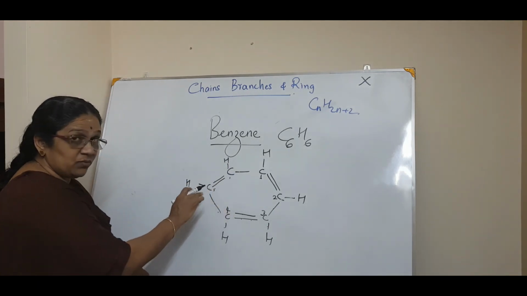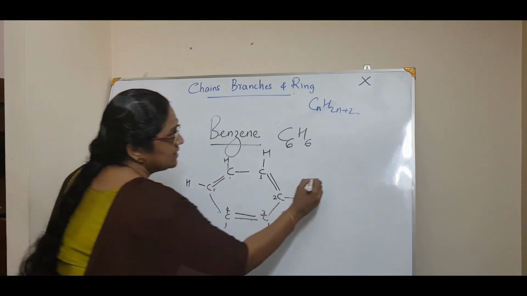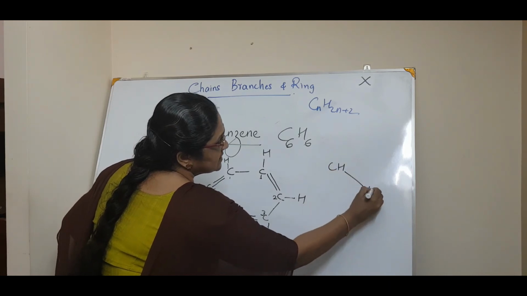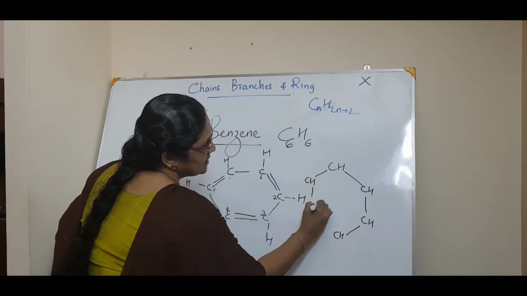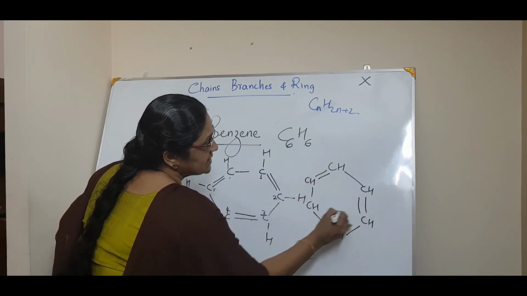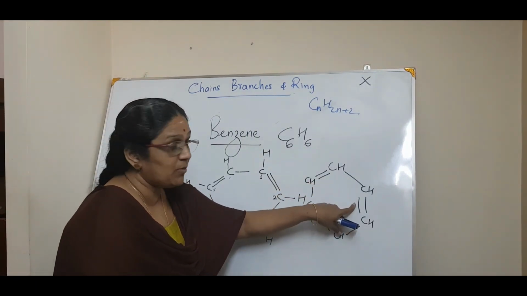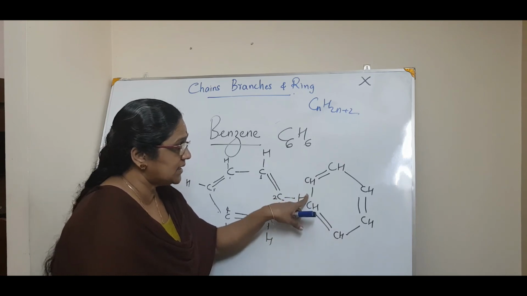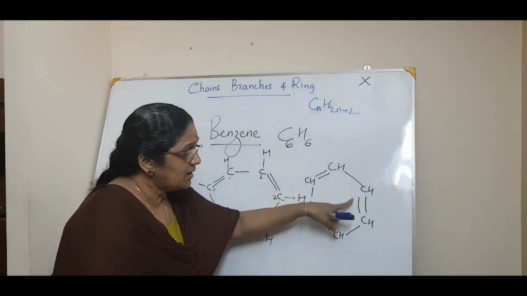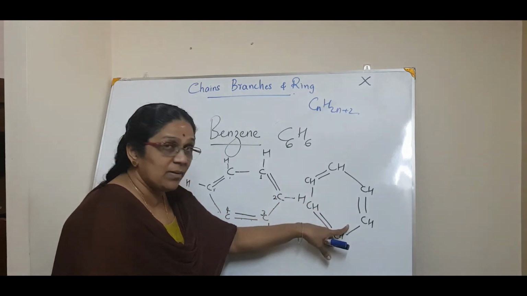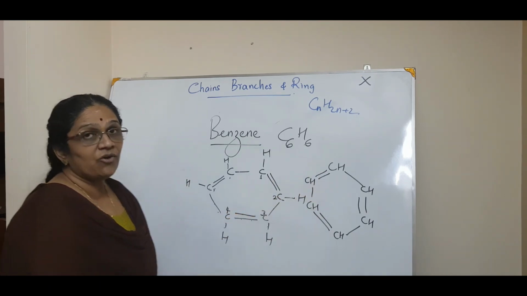So we can say that the structure of benzene is CH, CH, CH, CH, CH, CH with alternate single and double bonds. Alternate means if it is one single bond, then the second is a double bond, then single, then double, then single, then double. Or if somebody says this is a double bond, you can have it, but the other must be a single bond. Then double, then single, then double, then single. So this is the structure of benzene.